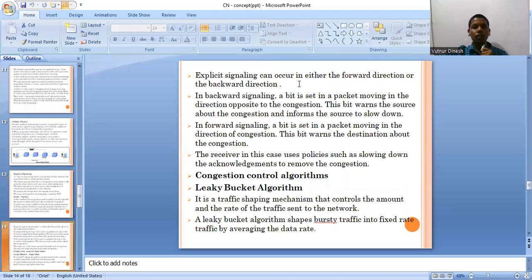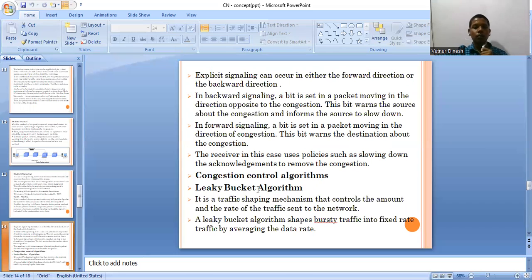Explicit signaling can occur in either the forward direction or in the backward direction. In backward signaling, a bit is set in a packet moving in the direction opposite to the congestion. This bit warns the source about the congestion and informs the source to slow down. In forward signaling, a bit is set in a packet moving in the direction of congestion. This bit warns the destination about the congestion. The receiver in this case uses policies such as slowing down the acknowledgements to remove the congestion.